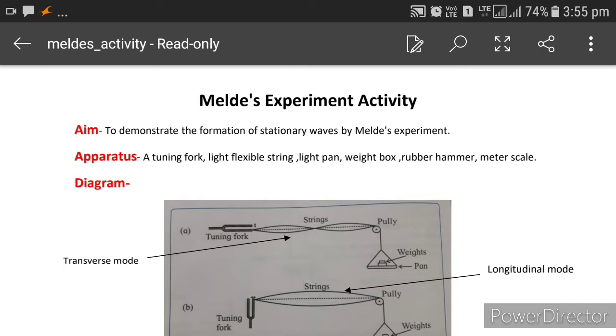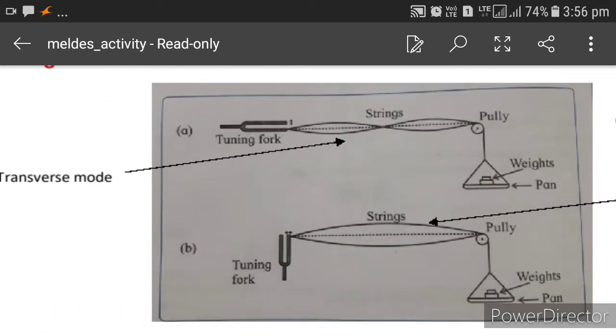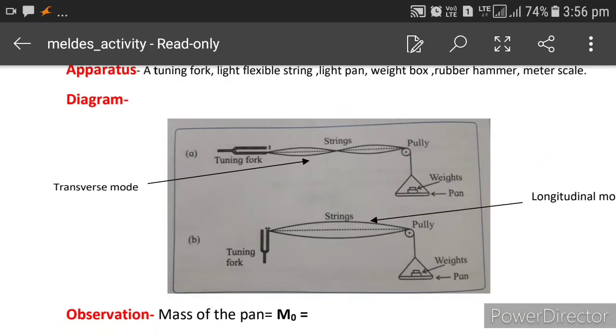So in this activity we have to study Melde's experiment of a vibrating string. The setup of Melde's experiment consists of a light string tied to one end of the prong of a tuning fork, and the other end of the string passes over a pulley and a light pan is suspended from the free end. The tension in the string can be adjusted by changing weights in the pan.